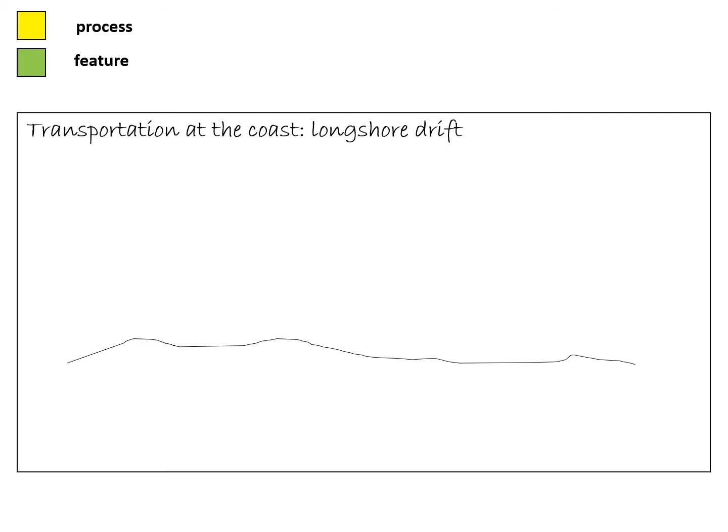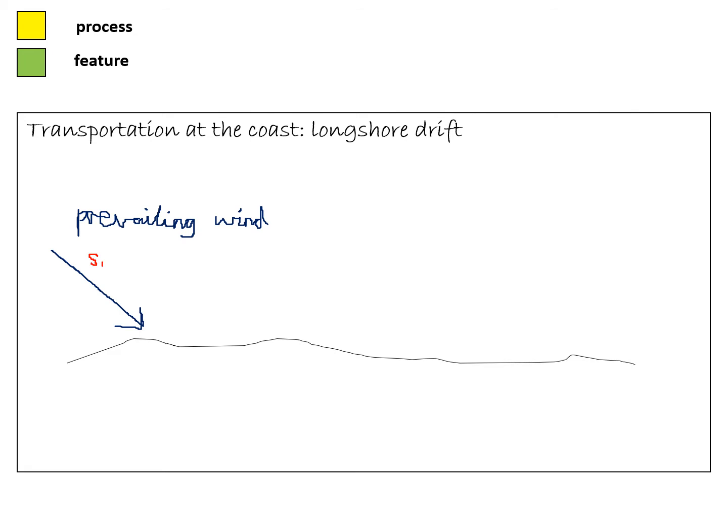So here's how it works. If you remember from the beginning, the prevailing wind comes in at an angle, and we can write this here. Just be aware that we're looking at the beach from above. So this is a bird's eye view. You have to imagine you're looking down on the coastline. Okay, the prevailing wind comes in at an angle.